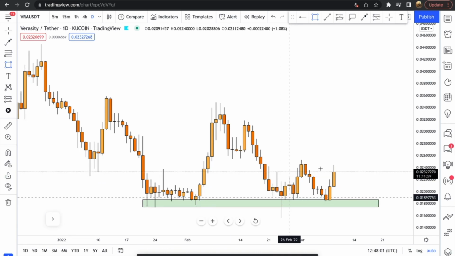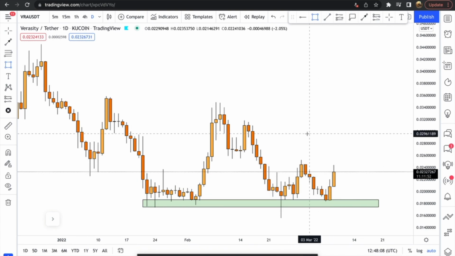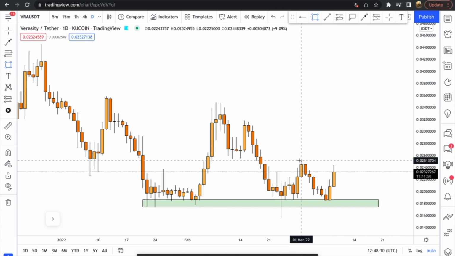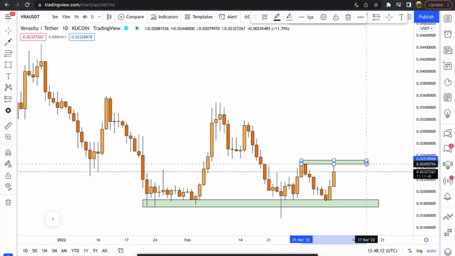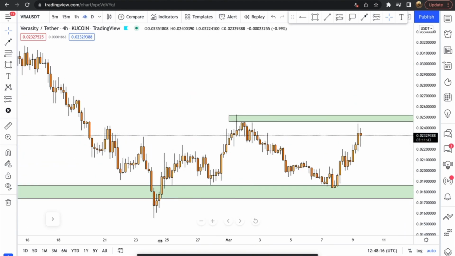We've tapped into it there, and we've tapped into it here again. And what you can see now is price is pushing up into this area of resistance for us at this level. But if I break it down onto the 4H time frame, as you can see here, we had this downtrend, and then we've pushed back up.